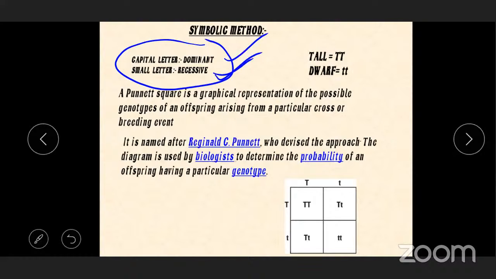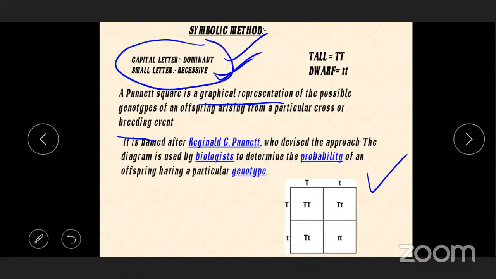Yes. By using the symbolic method, we have to fill the Punnett square. What is a Punnett square? A Punnett square is a graphical representation of the possible genotypes of an offspring arising from a particular cross or breeding. In a cross, some offspring are produced. To fill in these genotypes, we use one square box. The square box is called a Punnett square.